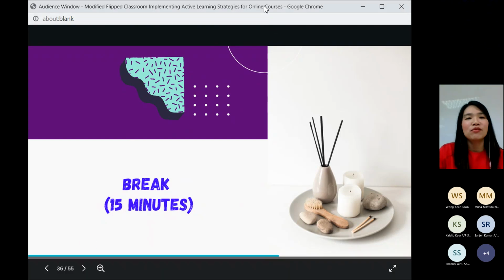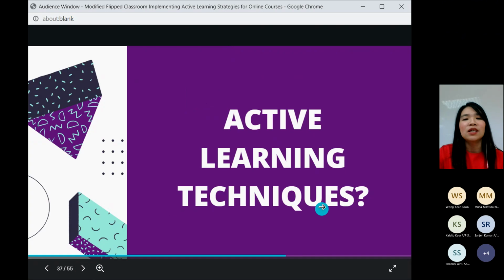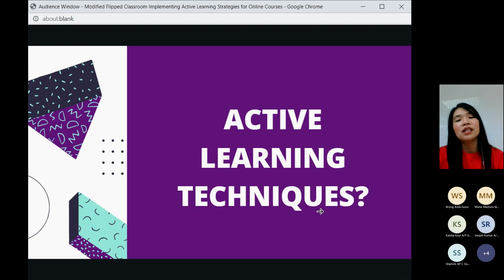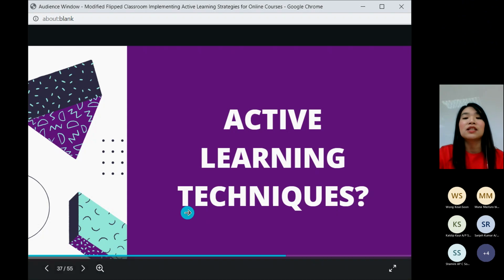All right, let's continue with our second session of our training. Okay, so after learning about what is flipped classroom and active learning strategies, we are really now going into the techniques. You have been listening to us about active learning, about flipped classroom. So maybe now you will ask, if I want to carry out this active learning in my class, what are the techniques that we can use?